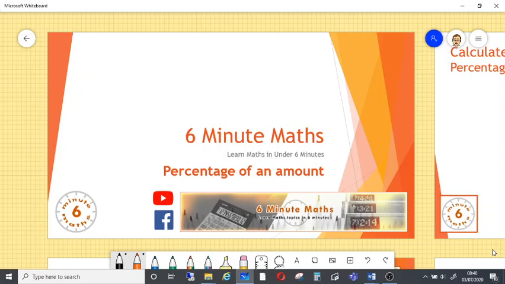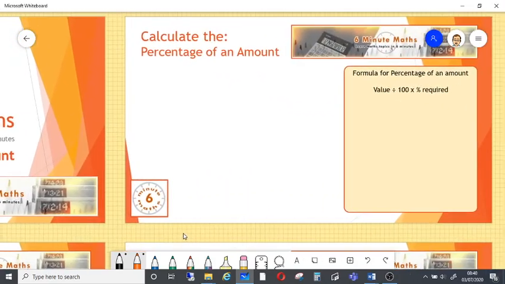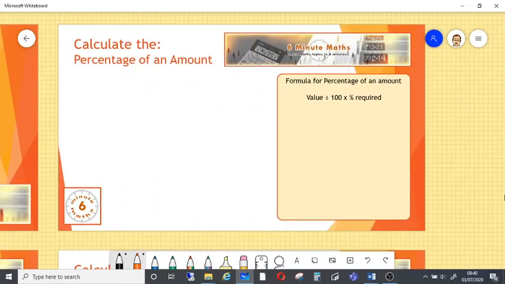Hello and welcome to 6 Minute Maths, and today we are going to look at percentages of an amount. But before we actually do that, let's talk about it and have a look at a couple of examples.